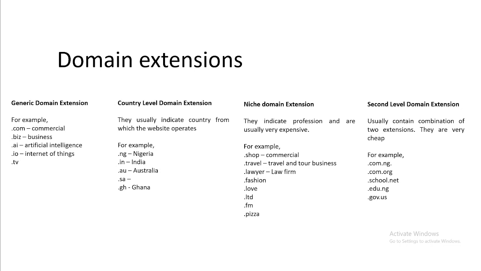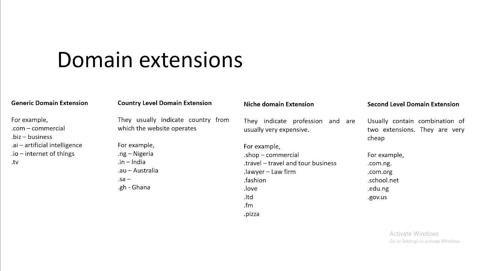Domain extensions. There are four major categories of domain extension, which are the generic domain extension, country level domain extension, niche domain extension, and secondary level domain extension. The generic domain extension, for example, we have .com, .biz, .ai, .io, .tv. .io is not part of them.